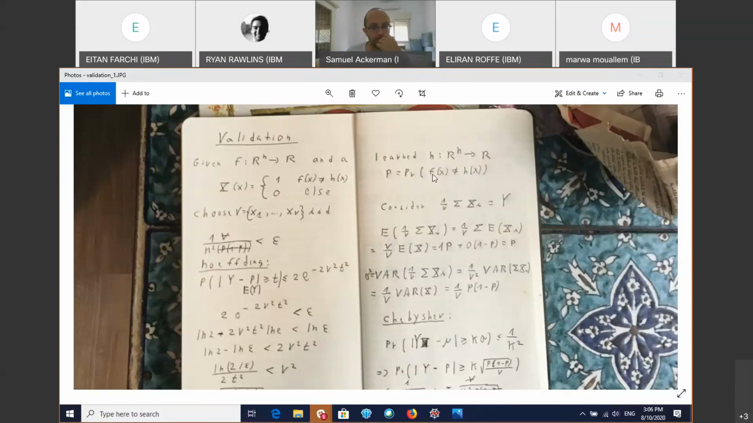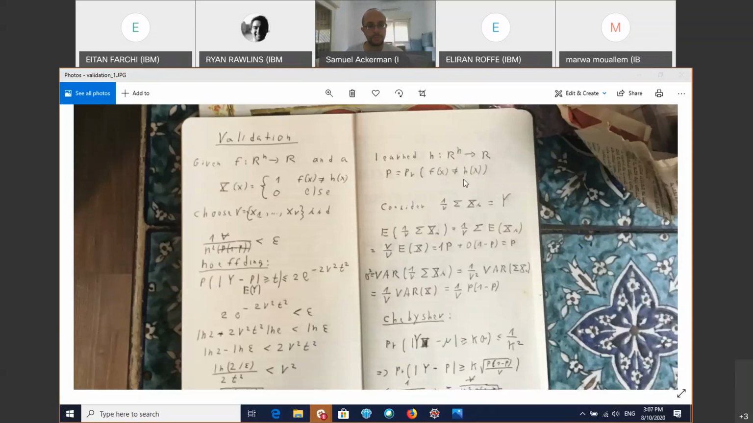As I said, in general, you might have a different loss function. A typical different example would be the absolute value of f(x) minus h(x), or the square of f(x) minus h(x). Okay? So that's the probability we're interested in here, and we basically want to estimate this probability.